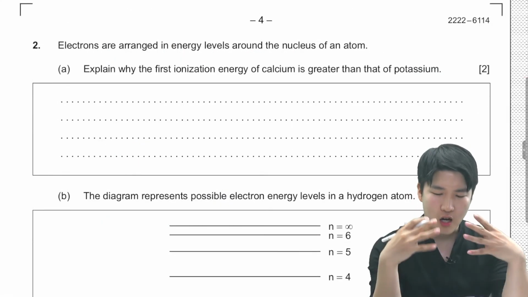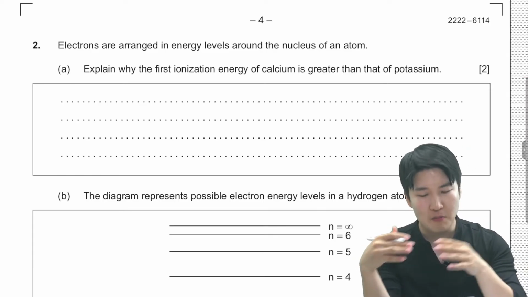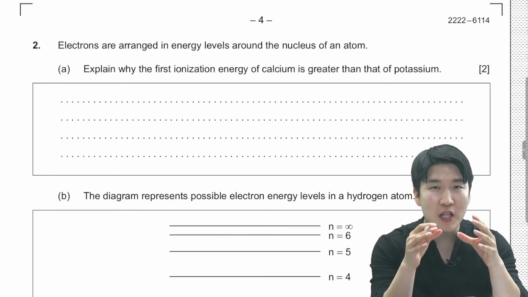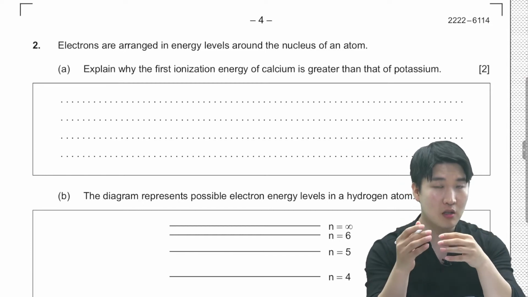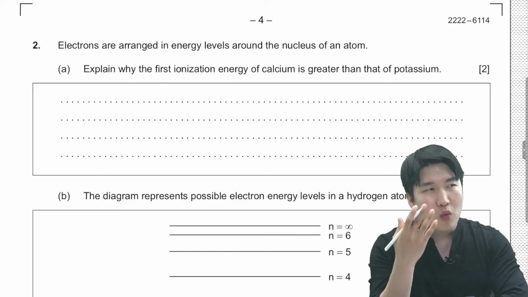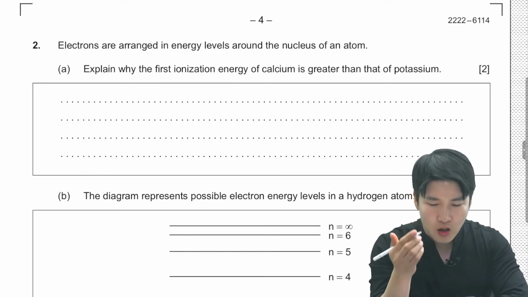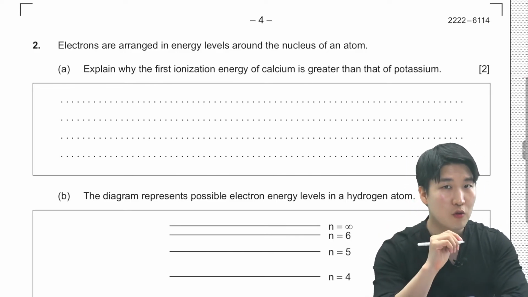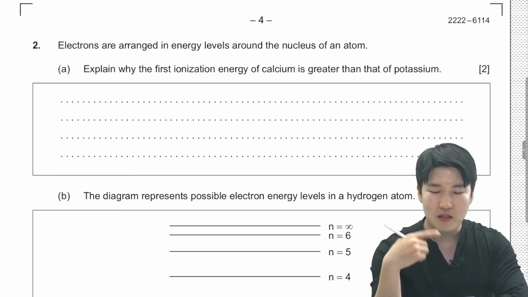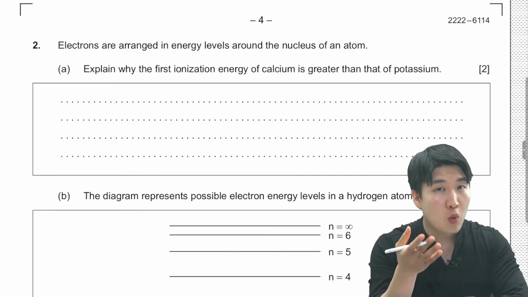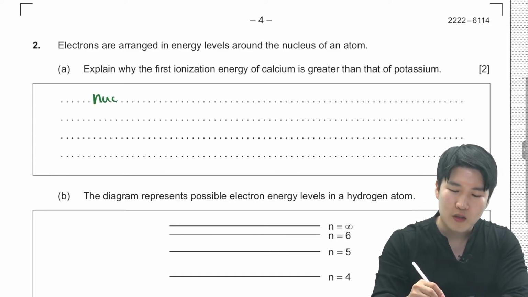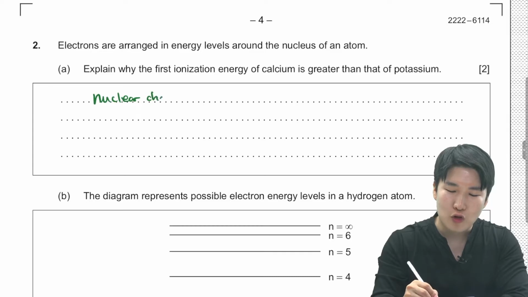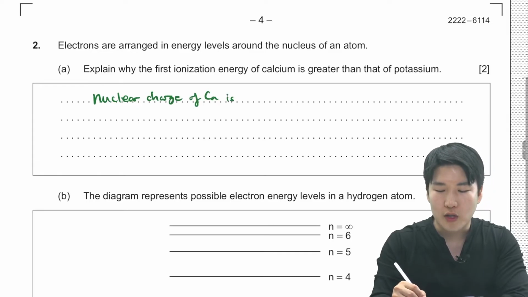Calcium having a higher ionization energy than potassium means that the electrostatic attraction between the nucleus of calcium and the valence electron, the electron being ionized, is stronger. And what are the reasons for that? It's because the effective nuclear charge of calcium is greater than potassium. There are more protons in calcium, isn't there? So the first point we're going to make is that the nuclear charge of calcium is greater.